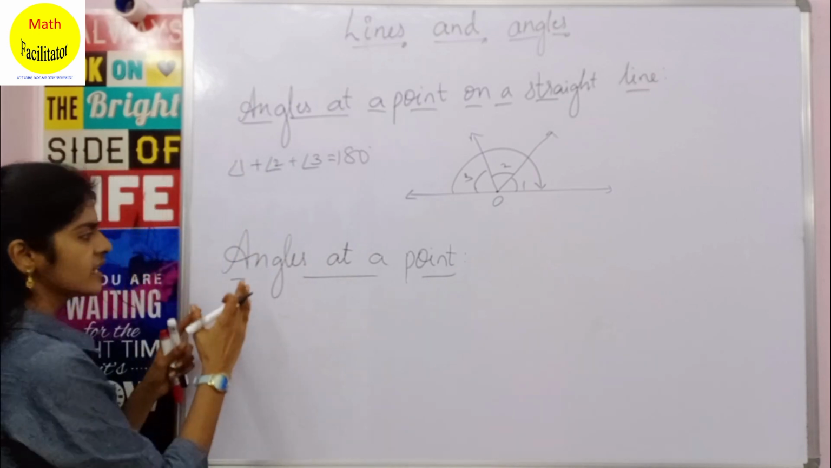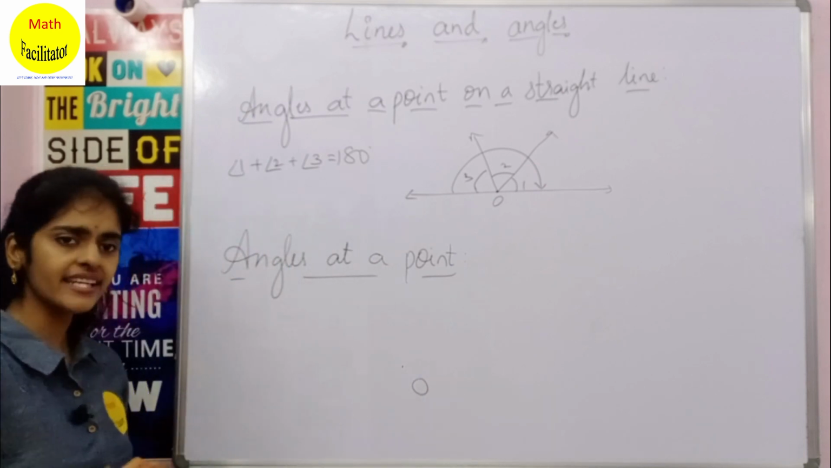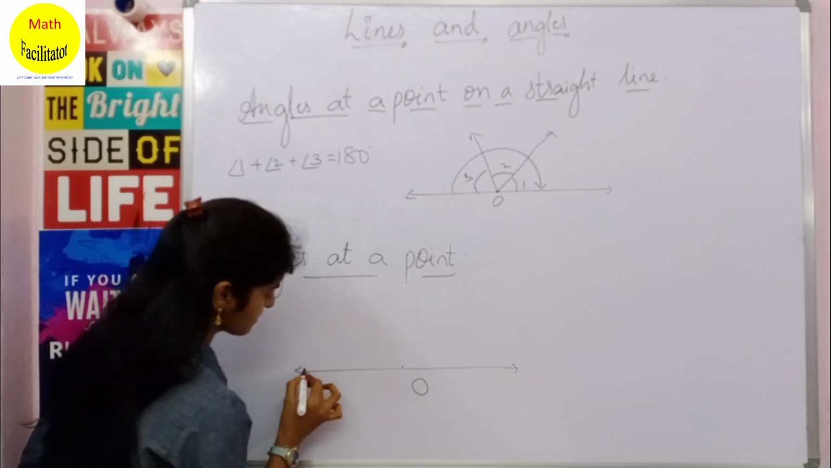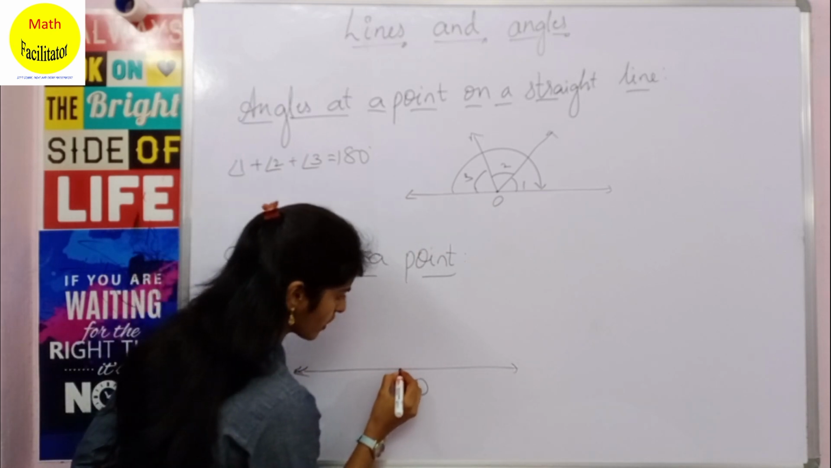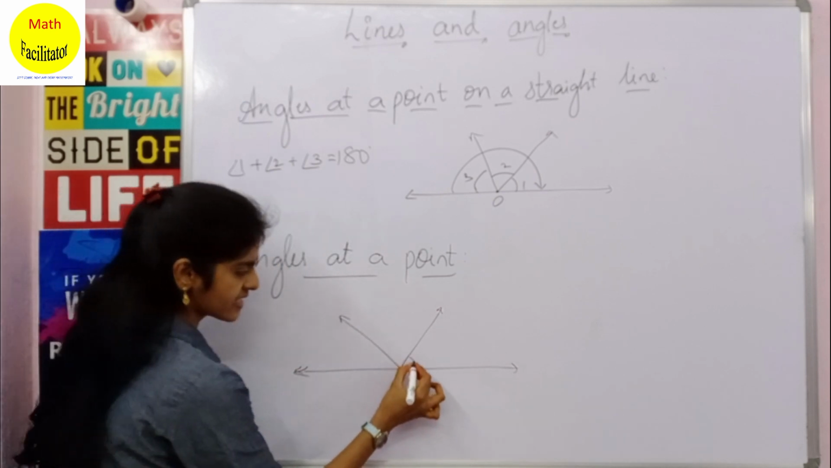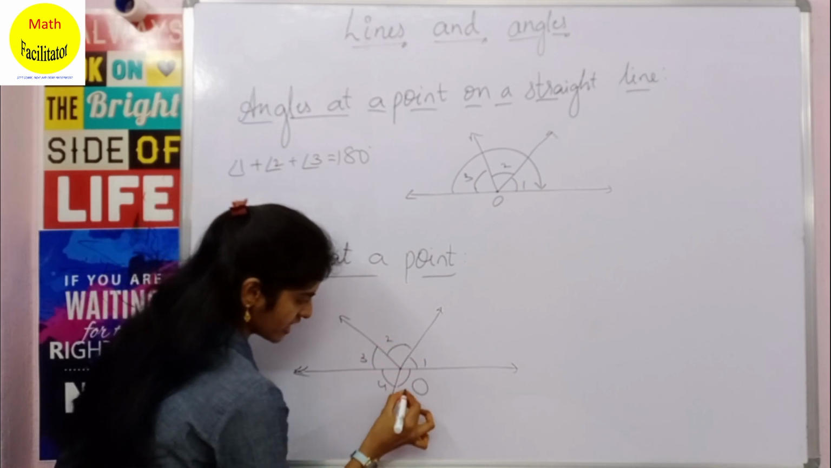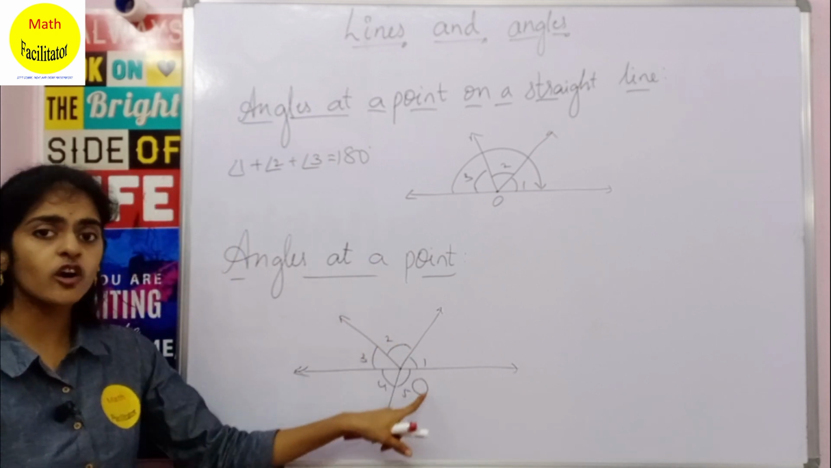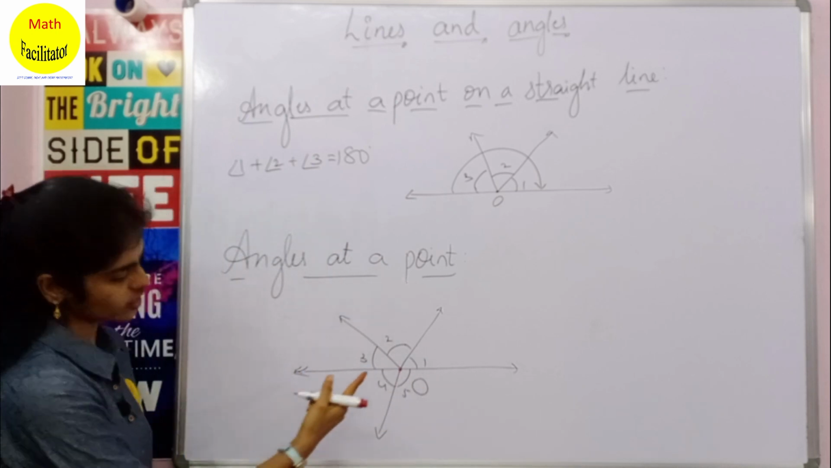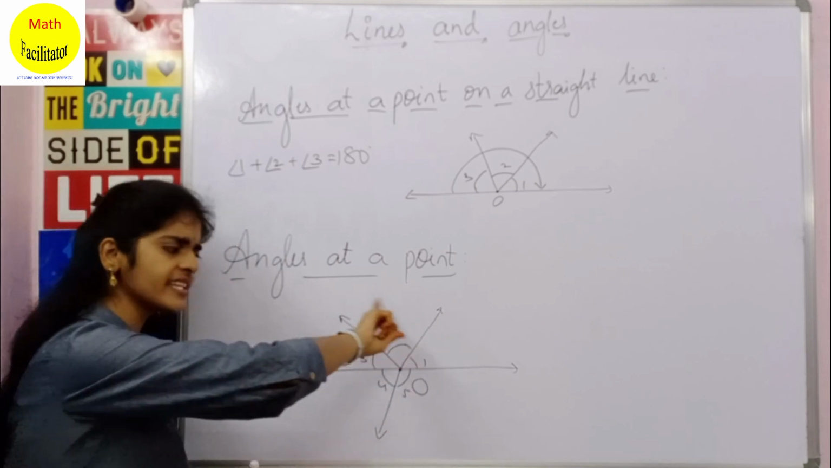Now angles at a point. Suppose this is a point O. Now I want the angles which are formed at this point. How will you do it? Suppose you have a line in this way, and this is the point O, and you have some angles in this way. All these are angle 1, angle 2, angle 3, angle 4, angle 5. Now all these are angles around which point? Around a single point O. So around the single point O you have 5 angles. So what is the sum of all these angles?